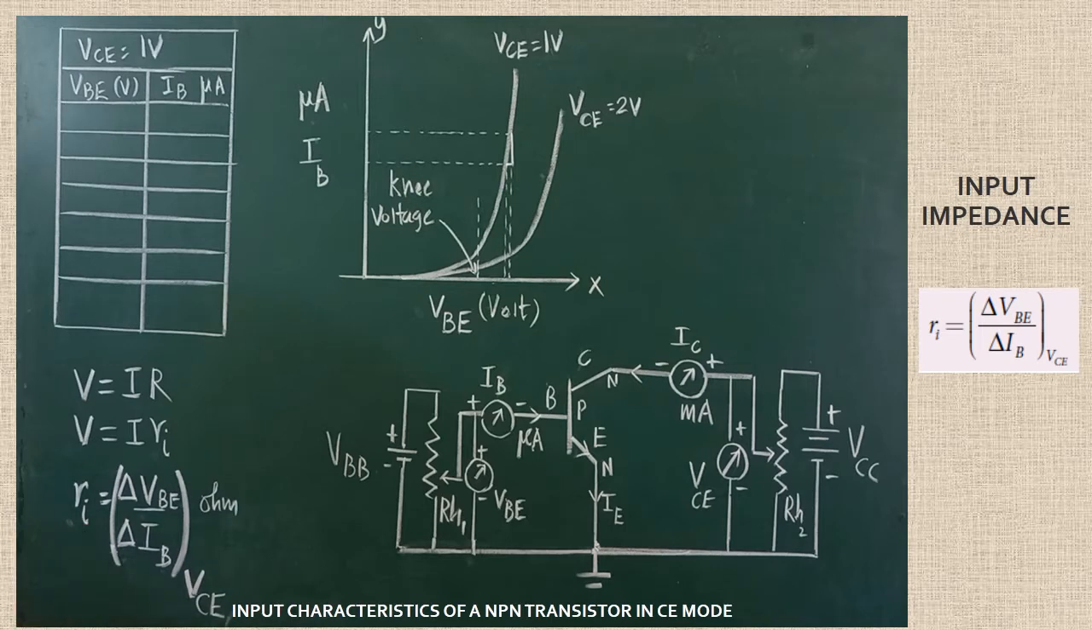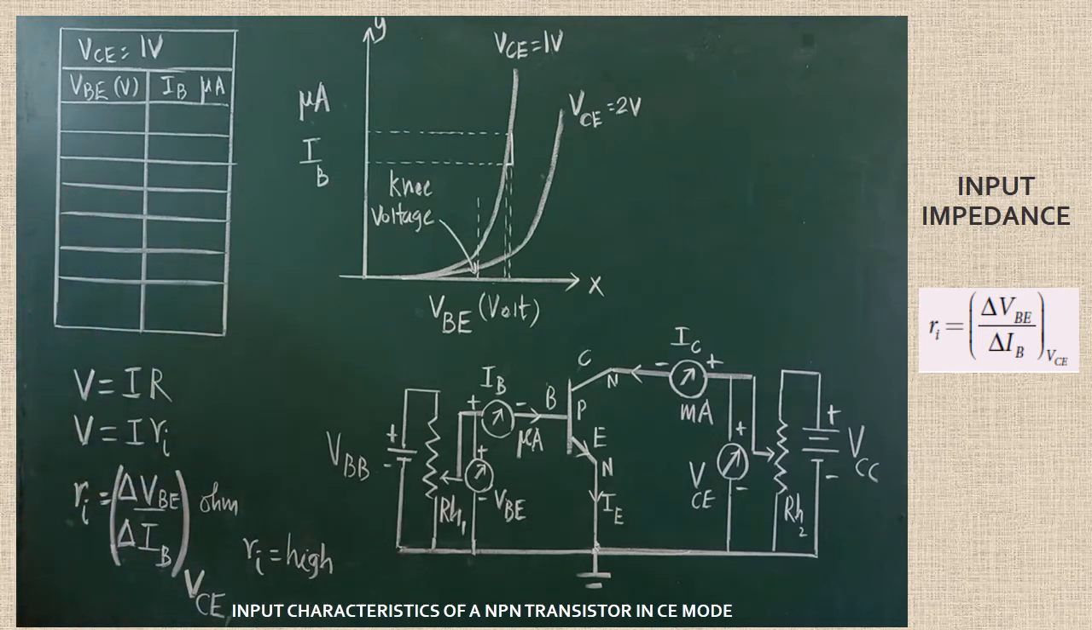Its unit is ohm. Usually the Ri value will be very high. So after performing the experiment, you can find the high value of Ri in any transistor characteristics graph. So what we have to do? The next step is, after finding the formula, we have to perform the experiment.